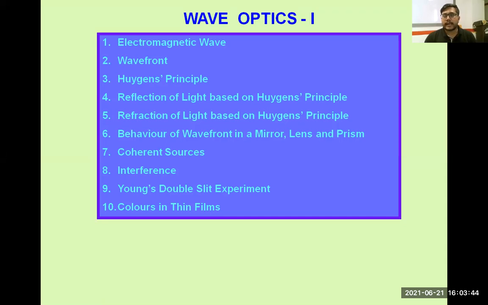What we know is that light follows reflection and refraction, but those laws were discussed on the principle that light behaves like a particle. This time we will take light as a wave. After that, we will see different types of coherent sources, and then finally we will discuss interference as well as diffraction, and then YDSE, that is Young's double slit experiment, and at the last we will see colors in thin films.